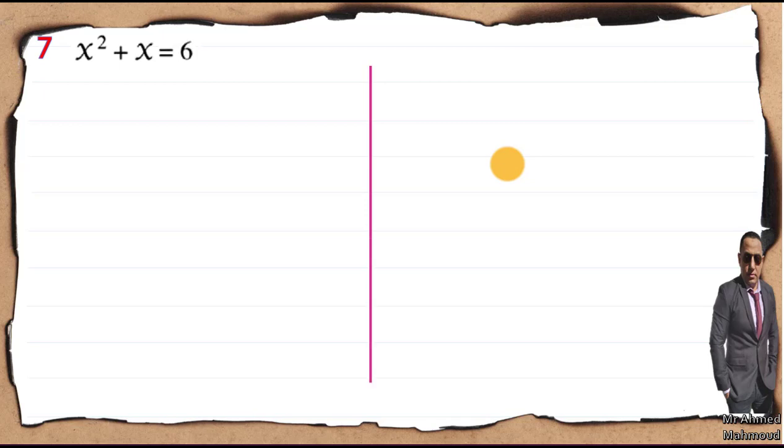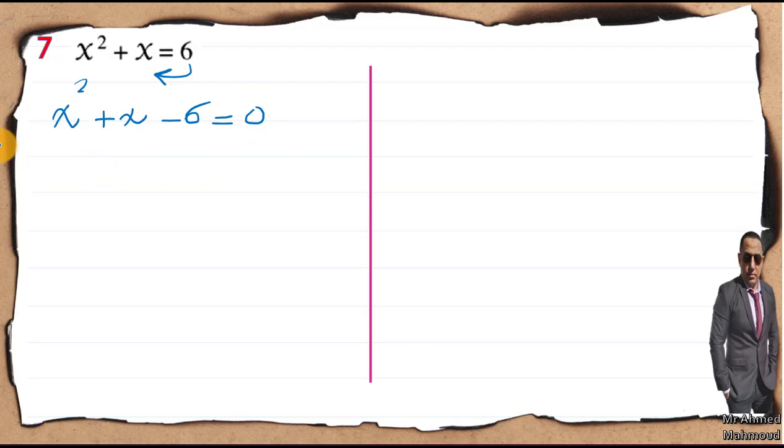Number 7, I have another equation. Here I have x power of 2 plus x equal 6. This is not a zero equation, so I have to make it a zero equation. How come, Mr. Ahmed? I'm going to send 6 to the right side. So it will be x power of 2 plus x minus 6 equal 0. Now I have a trinomial.